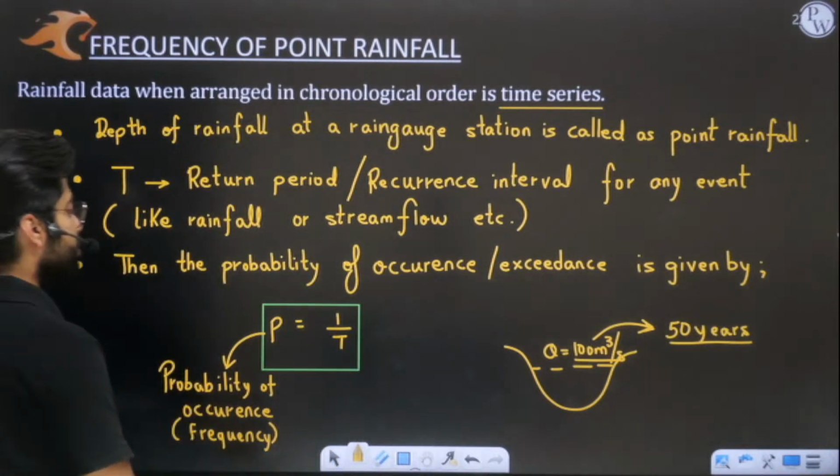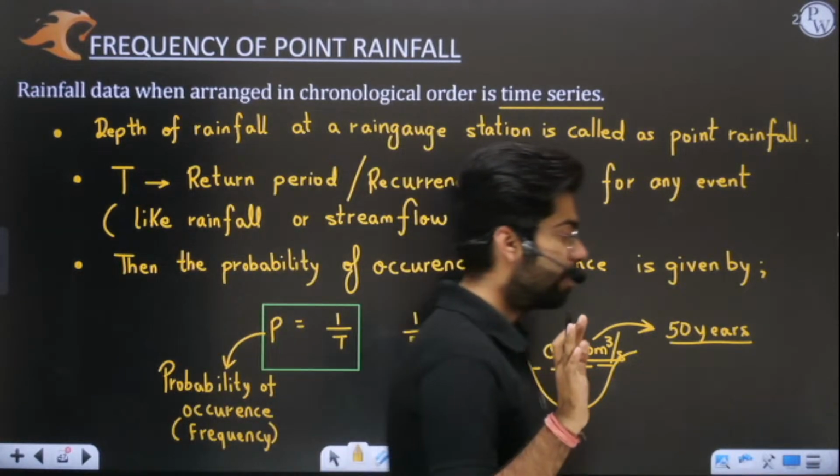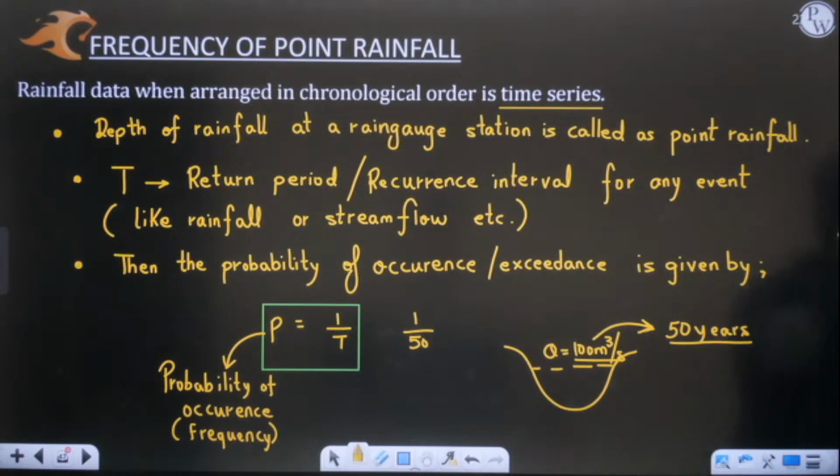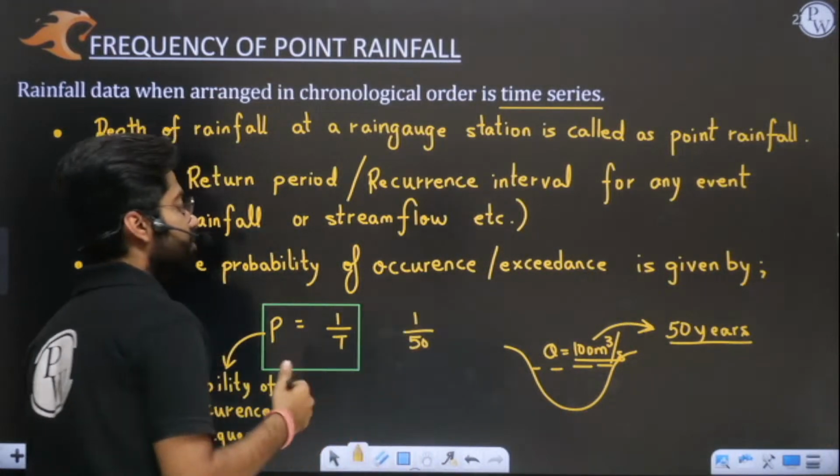What will the frequency? Sir, it's very simple. It will be none other than 1 upon 50. Yes or no? 0.02. Perfect. Because, sir, frequency is none other than 1 upon return period. Return period is 50. Okay.